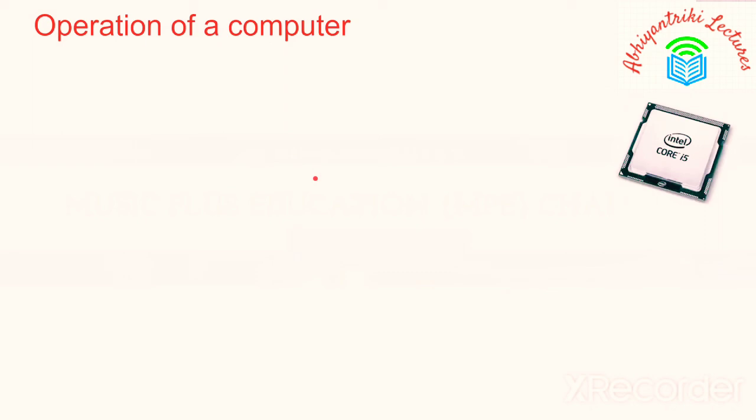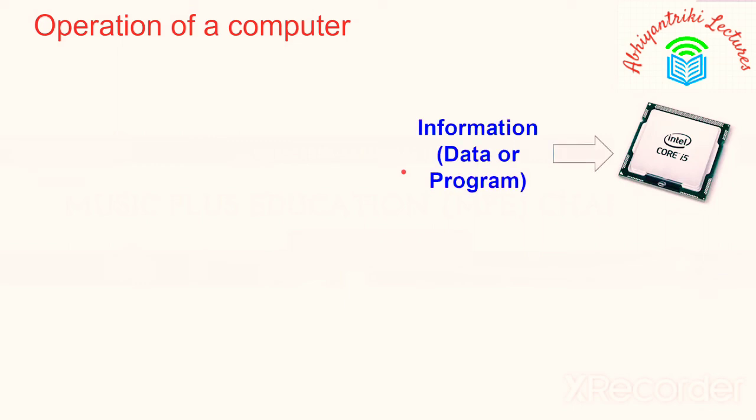So first you need to know the operation of a computer. Here is the processor. It fetches the information, that is data or program. When I say program, what does it mean? It is a set of instructions.